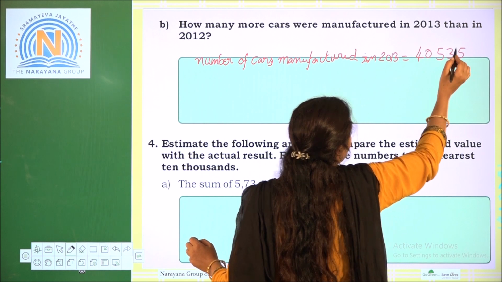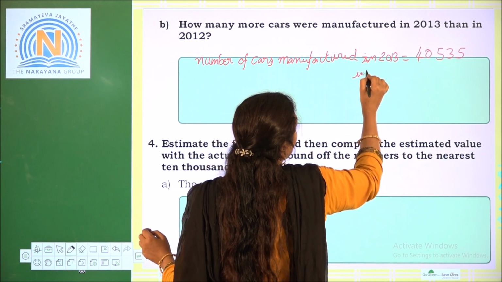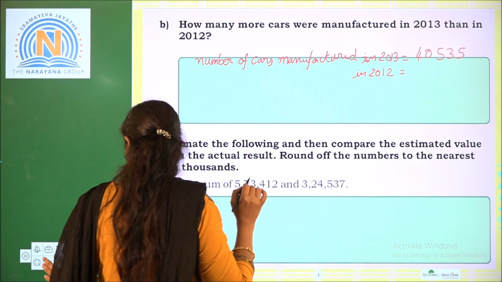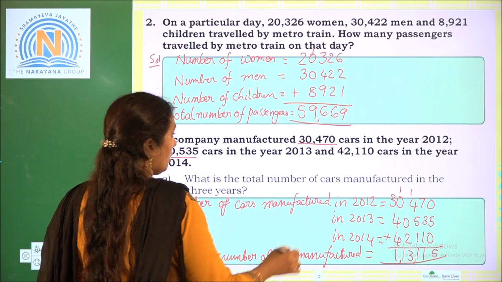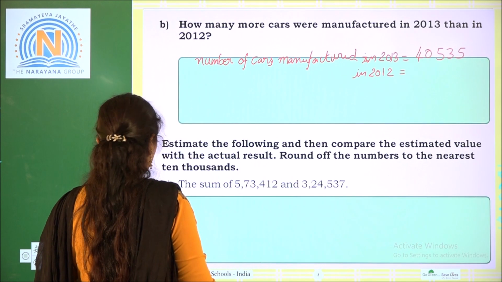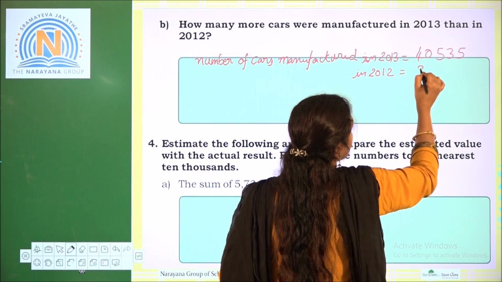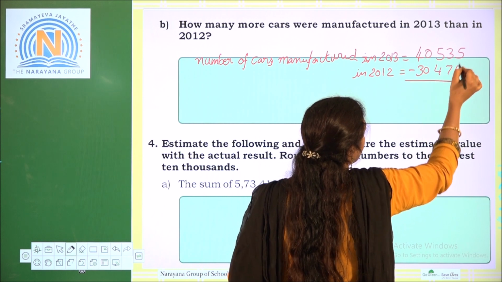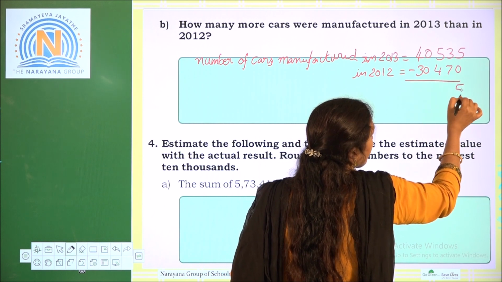40,535 and in 2012 equal to how many? 30,470. Subtract: 5 minus 0 is 5.